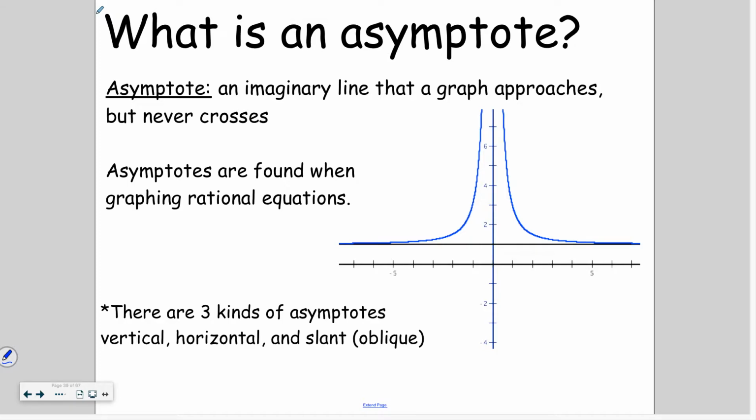So if you look at the picture that we have here, this line that's going across here is an asymptote. And if you look at the graph, it's getting close to it, but it's never going to touch it, okay? Because numbers are infinite. There are three kinds of asymptotes. There's vertical, horizontal, and slant. And we're actually just going to look at vertical today, all right?